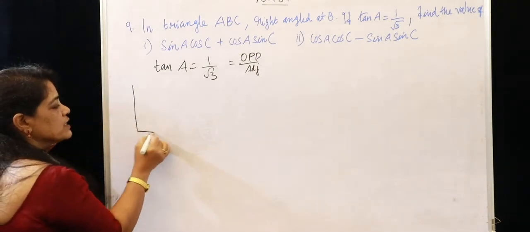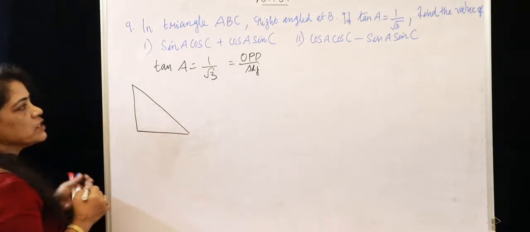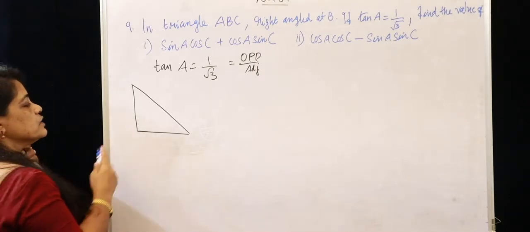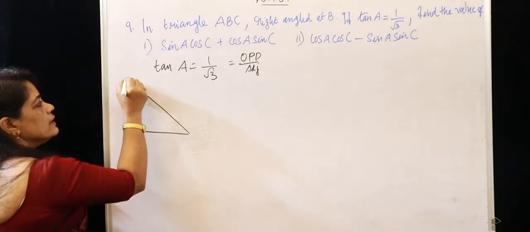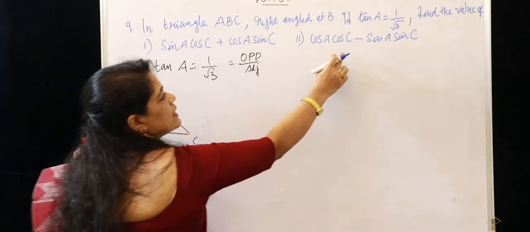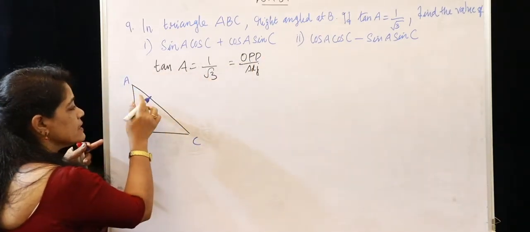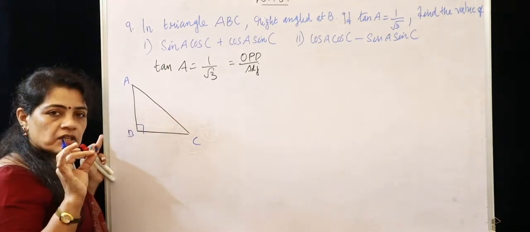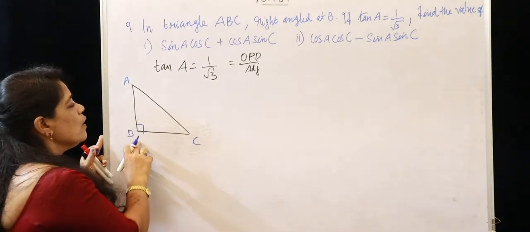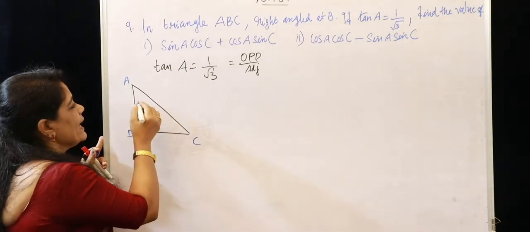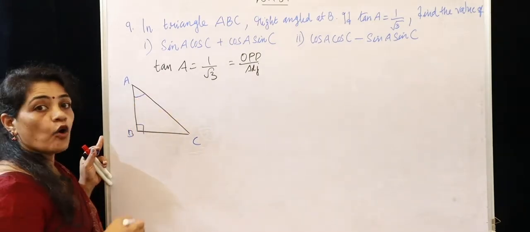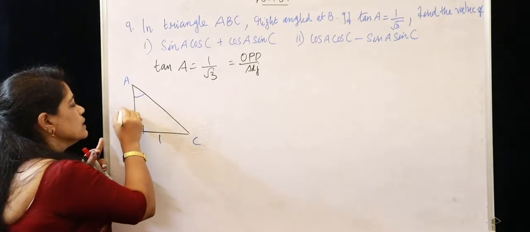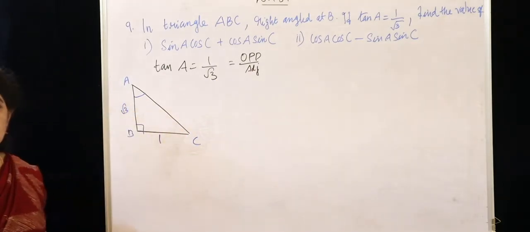So, I am drawing a right triangle over here, right angled at B, and then only you can calculate the acute angles. C and A must be acute angles, and angle B is the right angle, that is given in the question. So with respect to angle A, tan A is defined. Tan A: opposite side is 1, and its adjacent side is root 3. So, AC, that is the hypotenuse.